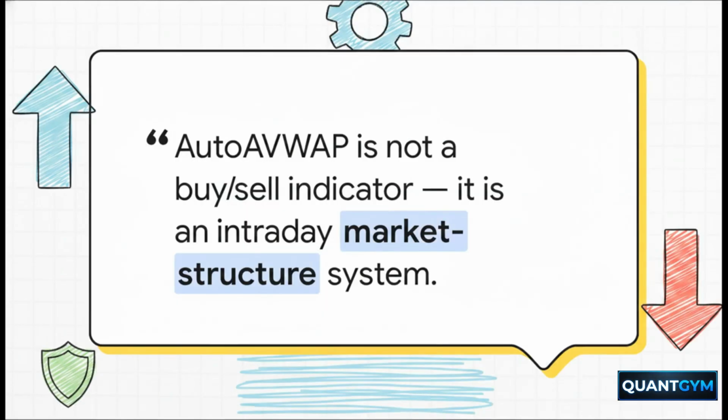So the crucial point is really captured in the core thesis of the entire manual. AutoAVWAP is not a buy-sell indicator. It is an intraday market structure system. If you approach this tool looking for a magic machine to just tell you exactly when to click a button, you are completely missing its profound value. You trade long when the structure is bullish, you trade short when the structure is bearish, and you protect your hard-earned capital by reducing your activity when price is trapped in that messy mid-value zone.